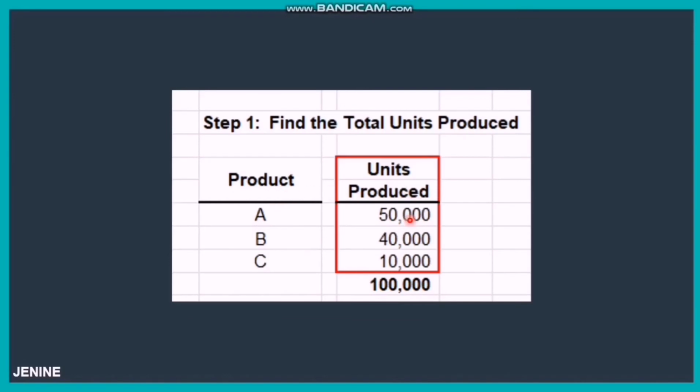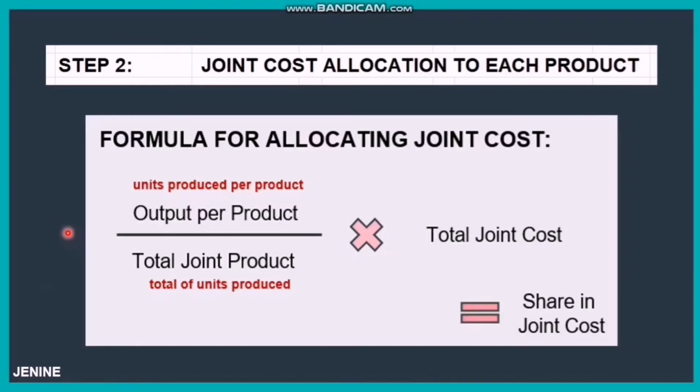Product A has 50,000 units produced, and product B, 40,000 units produced, and product C has 10,000 units produced. So, add lang natin tong lahat. This will give you 100,000 units, total units produced. Step 2, joint cost allocation to each product. So, the formula for allocating the joint cost is output per product or the units produced per product divided by the total joint product or the total of units produced multiplied to the total joint cost.